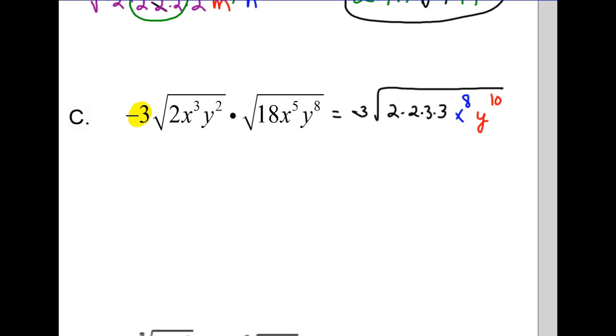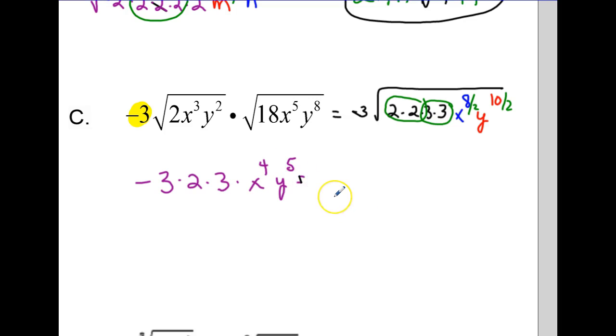So now I'm going to come through and look for groups of 2. So a 2 comes out, a 3 comes out. I'm going to divide him by 2, and I'm going to divide him by 2. So, wow, everything comes out. I've got this original 3 out front. So, I'm sorry, that's a minus 3. So I've got my minus 3. My 2 comes out, my other 3, and then I'm going to have an x to the 4th and a y to the 5th. But that's not completely simplified.